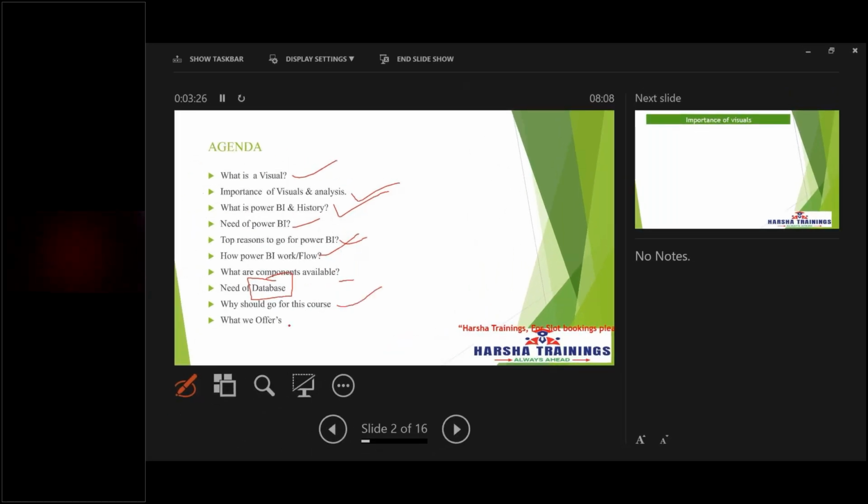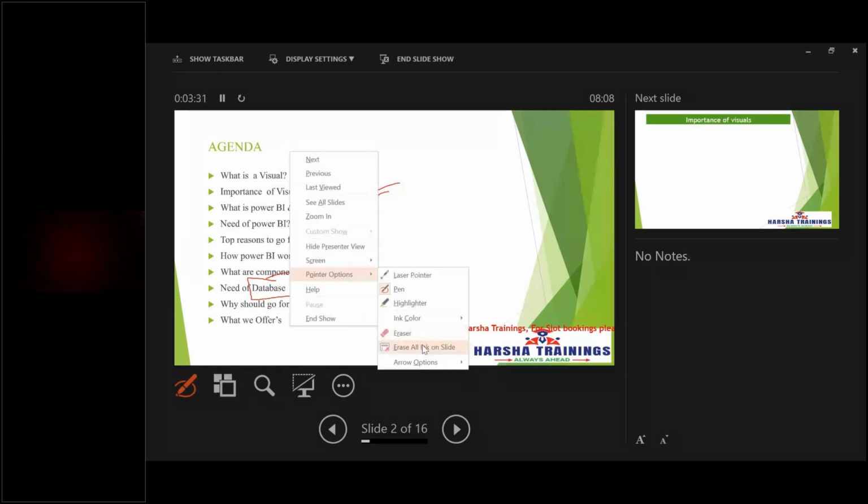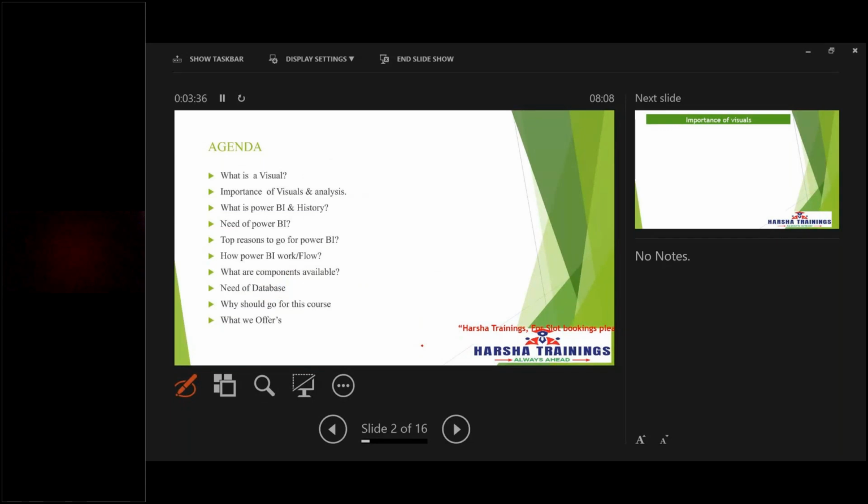Clear, everyone? Okay, this is the agenda. We are going to see that. And from today onwards, the demo sessions are free. After the demo sessions, I will start the regular sessions. Whoever needs to join with us, you can join. Okay, so now we're going to see the complete agenda.